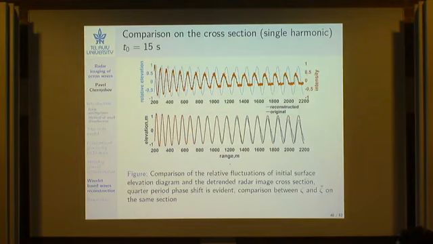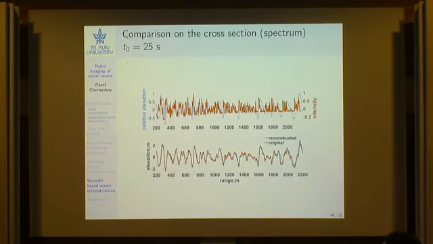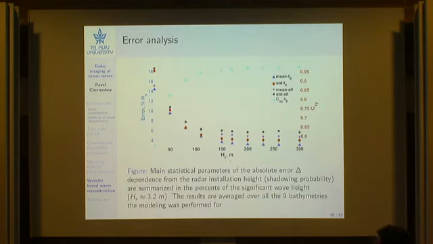Is it clear? What's written? You see here you have a quarter period shift of the local wave, and also its noise, which we need to filter out. Here the same for the spectrum. Again, the correlation coefficient is perfect at around 1. And here is a summary of error analysis.